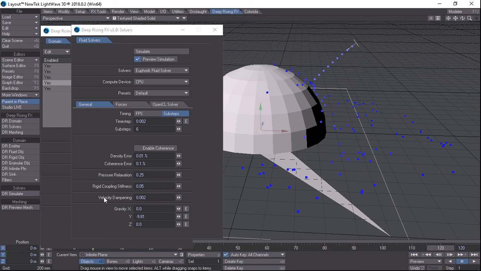Which is more appealing in my opinion. With those two settings, pressure relaxation and velocity dampening, you can control really the look and feel of your fluid simulations. It's very important. Pressure relaxation and velocity damping are very much linked, and they just help you control the look and feel of your simulation.